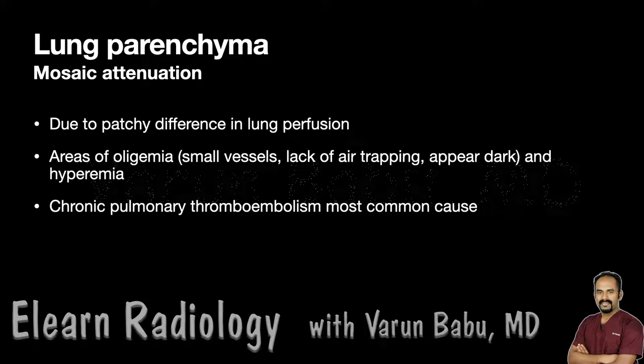Look for mosaic attenuation in the lung. Mosaic attenuation occurs due to a difference in lung perfusion in different regions of the lung. Areas of oligemia or decreased perfusion will show small vessels, lack of air trapping, and they tend to appear dark. Chronic pulmonary thromboembolism is the most common cause of mosaic attenuation.